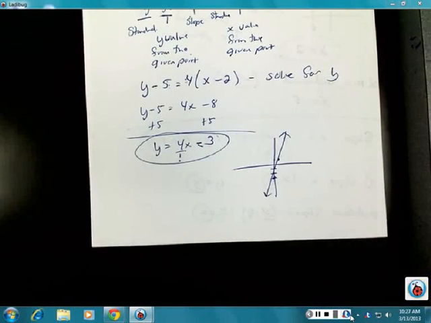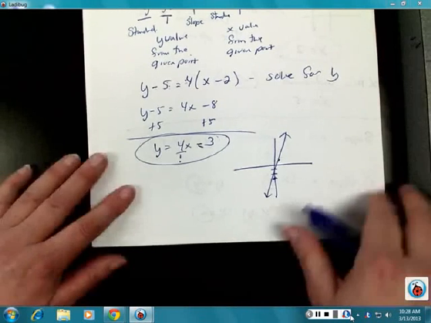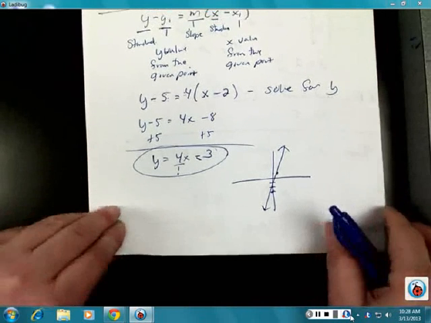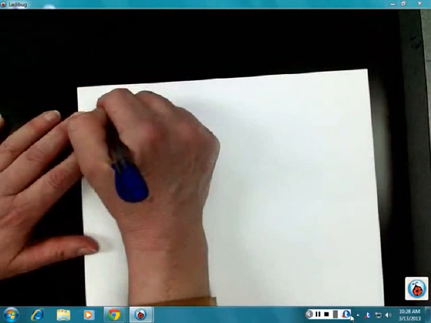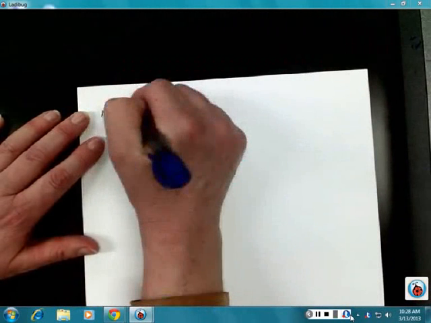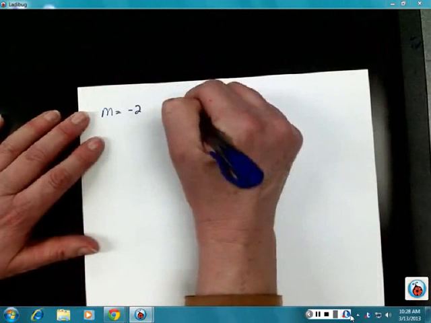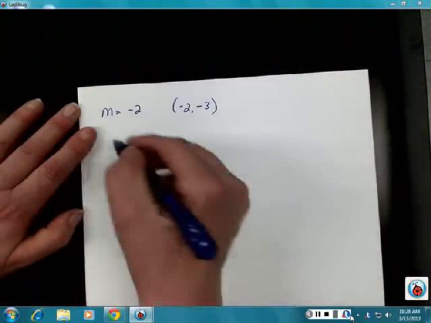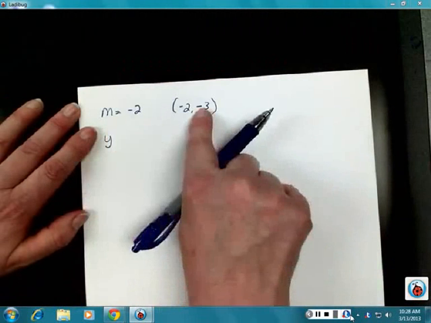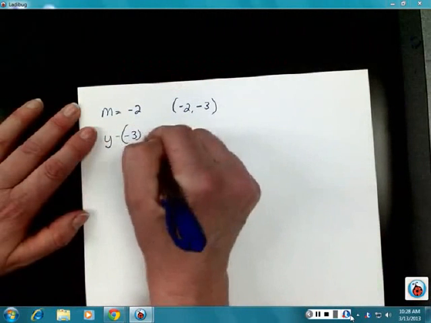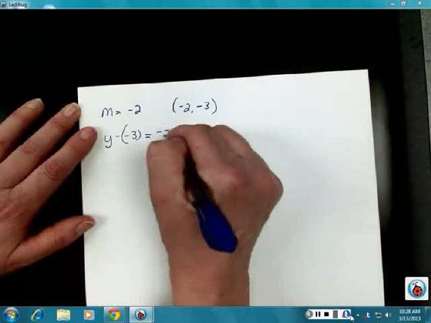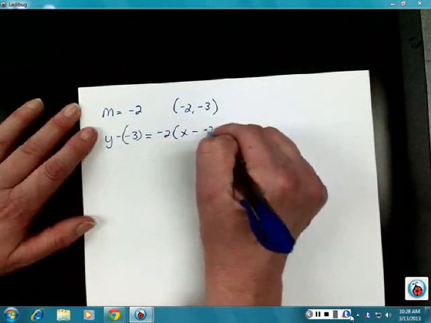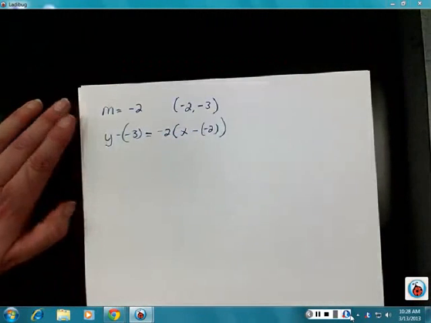If you have 2 negative points, let's do one like that then. If you got 2 negative values for your point, so if they gave you m is equal to negative 2, and your point's a negative 2, negative 3. Let's say that's my point. Again, when I plug them in, y minus a negative 3 is equal to a negative 2 times x minus a negative 2. You just substitute in whatever that sign is into those spots.